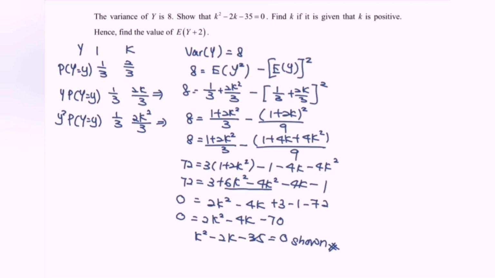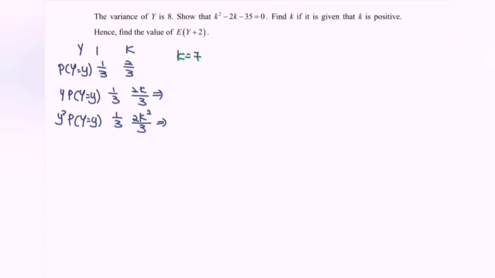Next, find the value k. So what we can do is to factorize the situation, where we have (k minus 7) multiplied with (k plus 5) is equals to 0. So the value for k is equals to 7. The value for another k will be equals to negative 5. So by referring to the question, find the k if it is given that k is positive. So here we have k is equals to 7.